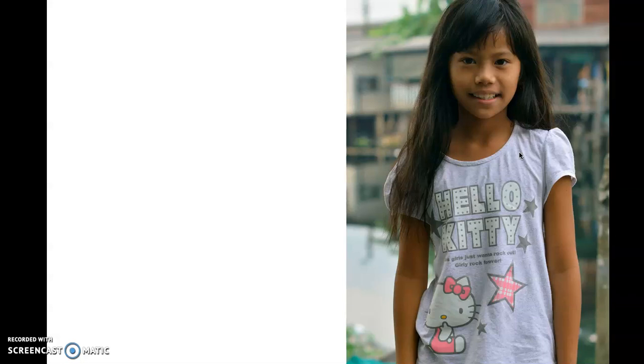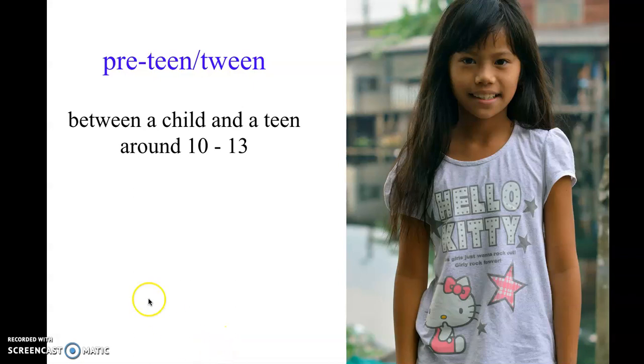This girl's a little bit older, right? We would call her a preteen, right? Keep in mind, pre means before. So this girl is at the age where she's before a teen, or a teenager. She's also a tween. This comes from, if you think of the word between. So she's between child and adult, a tween. So between a child and a teen, right? Around 10 to 13, somewhere around then.